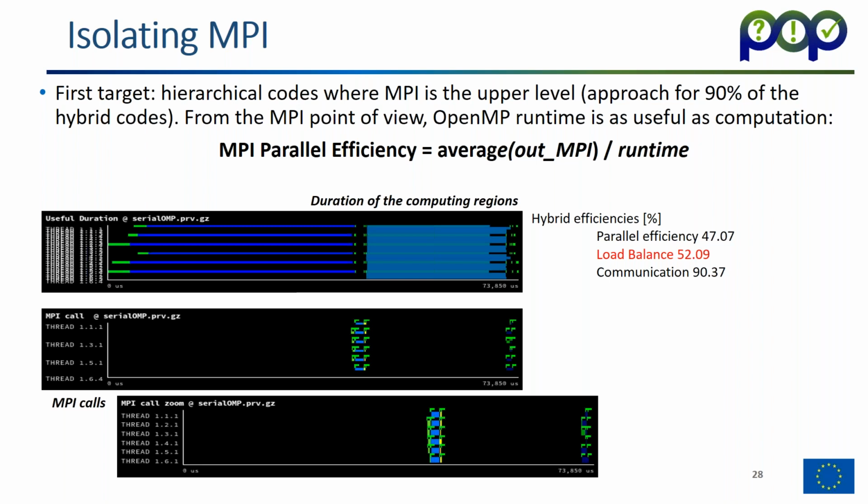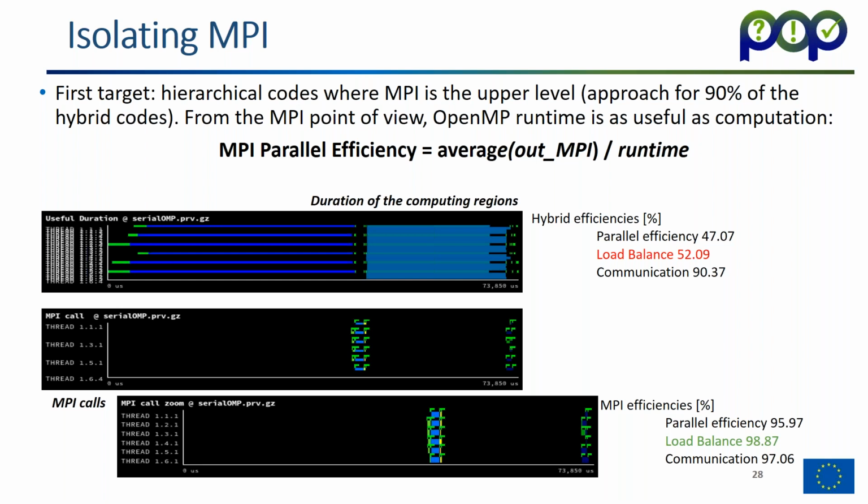So I can use this timeline to compute the metrics for MPI, because from the point of view of MPI, the parallel runtime of OpenMP is as useful as the computation, because it's outside the control of MPI. So using this picture, I can compute efficiencies. And what it tells me, which can be my guess because of the picture, is that the parallel efficiency at the level of MPI is almost perfect, and both load balance and communications have no problems at all.